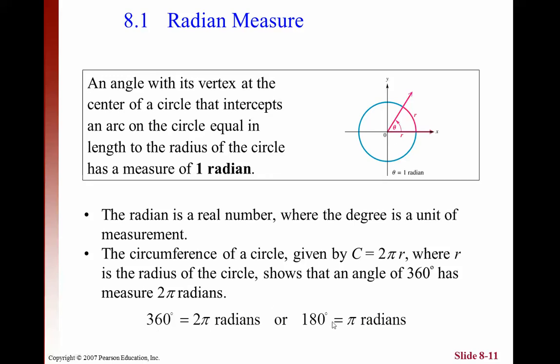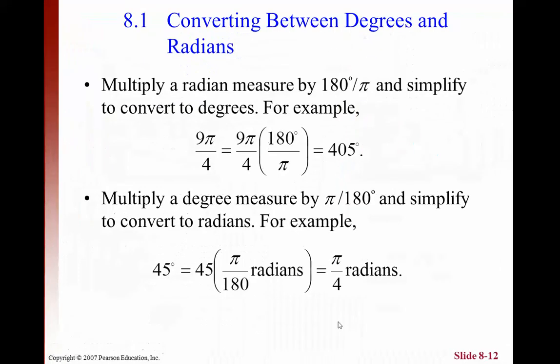The 360 equals 2 pi and the 180 equals pi. So to change back and forth, we multiply the radian measure by 180 over pi to convert it to degrees, and for degrees, we do pi over 180. That means from degrees to radians, we do pi over 180, and just reduce the fraction. And we usually use a pi over some number is usually how we do it.